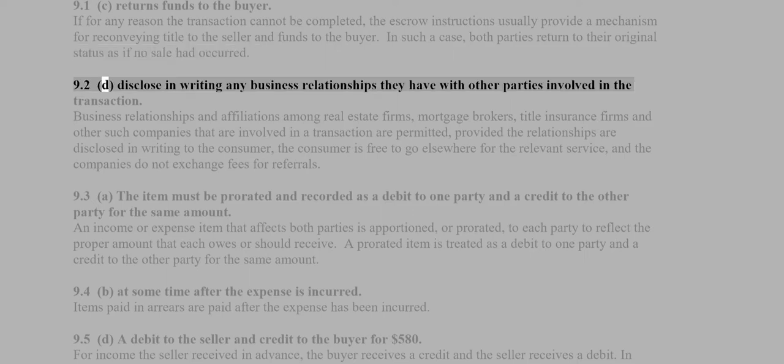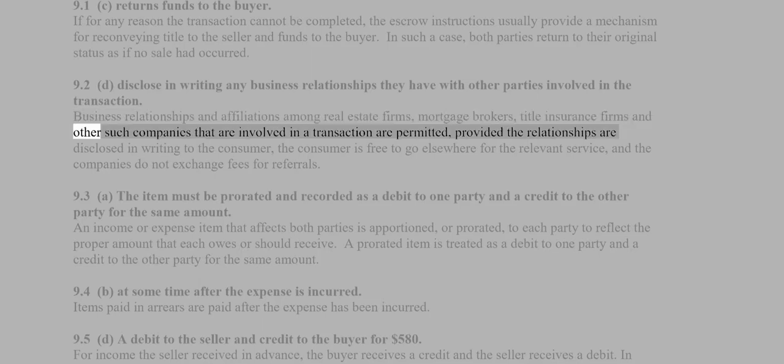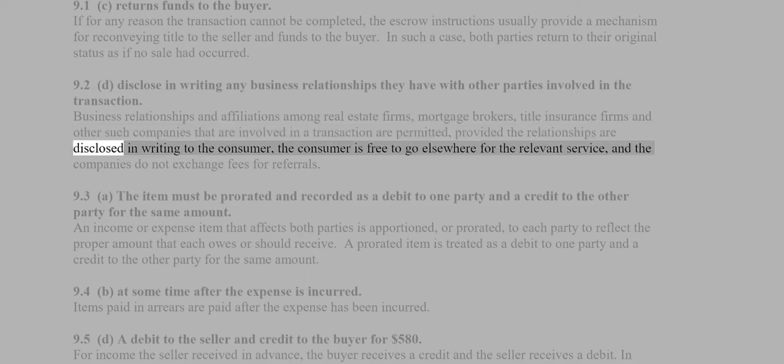9.2 d. Disclose in writing any business relationships they have with other parties involved in the transaction. Business relationships and affiliations among real estate firms, mortgage brokers, title insurance firms and other such companies that are involved in a transaction are permitted, provided the relationships are disclosed in writing to the consumer. The consumer is free to go elsewhere for the relevant service, and the companies do not exchange fees for referrals.